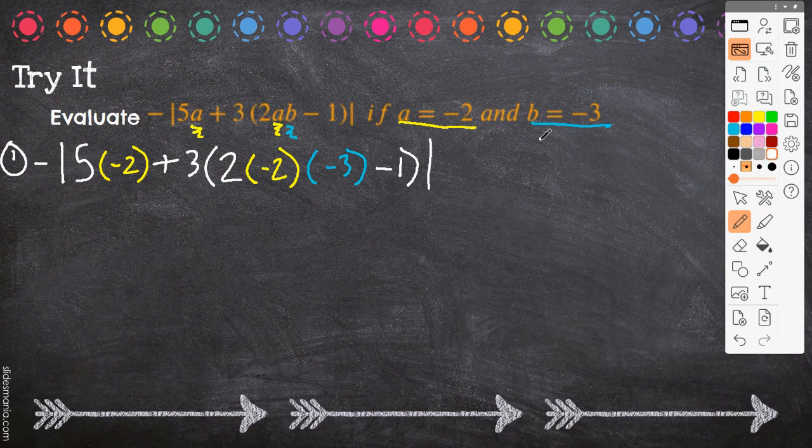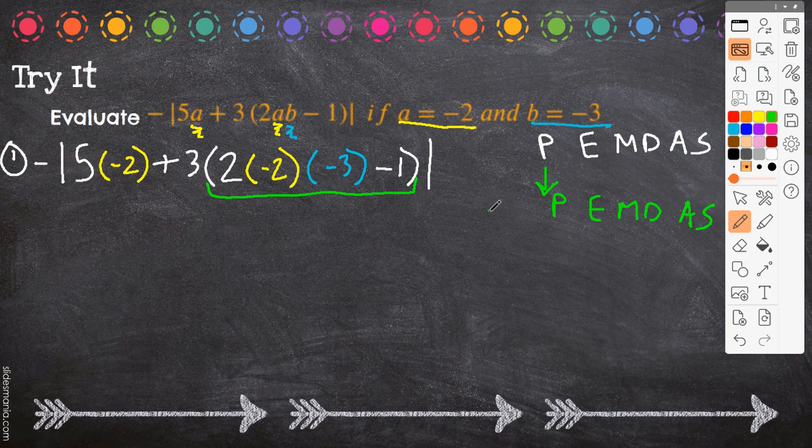If we do our PEMDAS, we have parentheses inside the absolute value line. So we are going to do a second round of PEMDAS, right? So we go, all right, there's no extra parentheses in there besides the ones that we put in for substitution, and those don't count. There's no exponent, but there is multiplication and division.